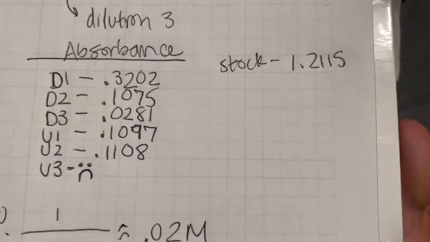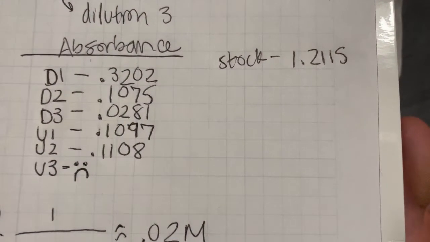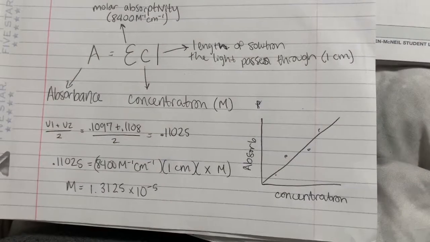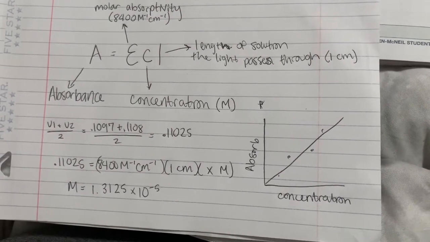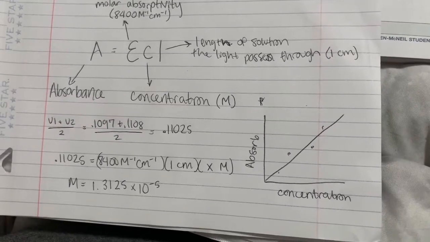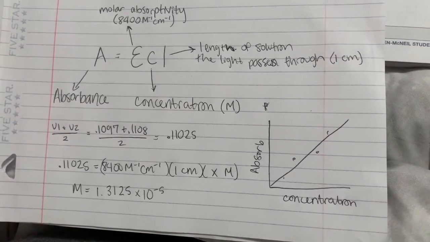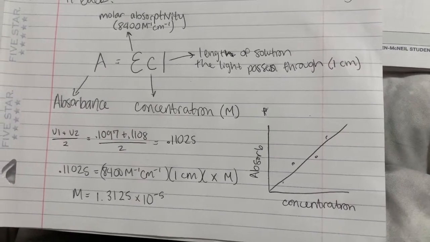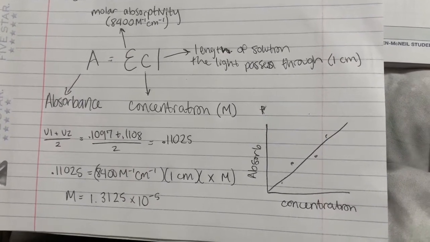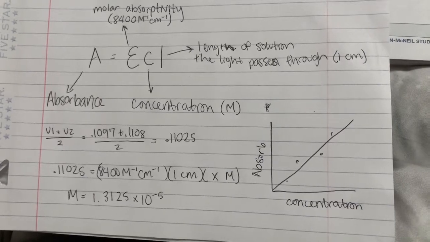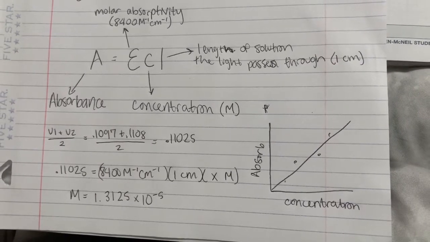Here are the values we got for each of the absorbances of the dilutions. Using the Beer-Lambert law equation, we found the concentration of the unknown solution. As you can see, each of the letters represents a value or constant. We plugged in the average of the unknown absorbances to find the concentration. The relationship between absorbance and concentration should be directly proportional with an R2 value close to 1.